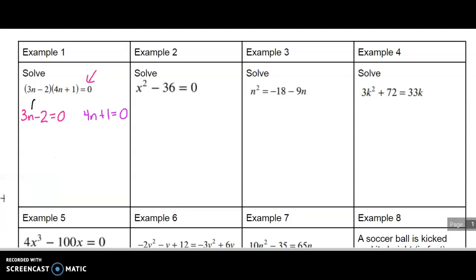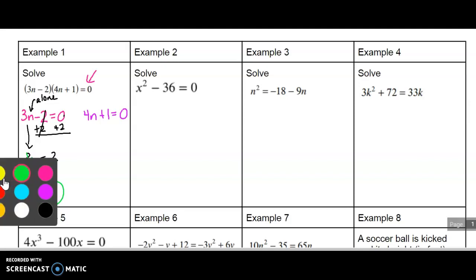On this one, I want to get the n alone. So we're always going to add or subtract first. You do the opposite. So the 2's cancel. We're going to bring down that 3n, since we haven't done anything with it. 0 plus 2 is 2. Now, the 3 times n is being multiplied, so to get n alone, we'll divide by 3. So n equals 2/3. That's one of our answers, one of our roots where it will cross the x-axis.